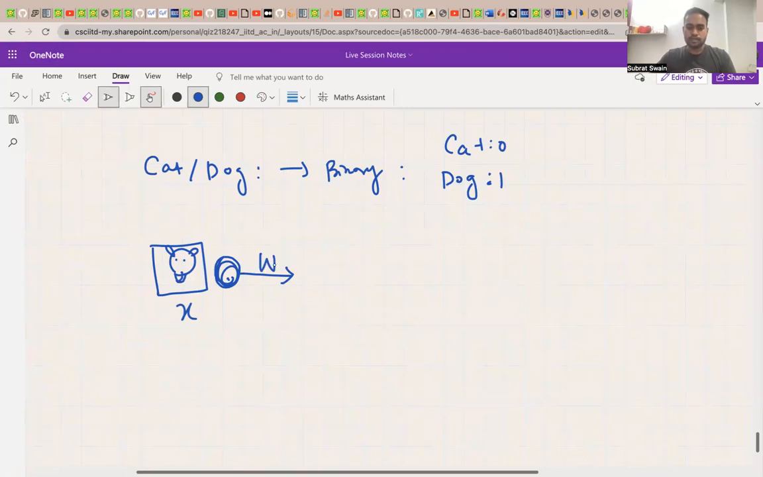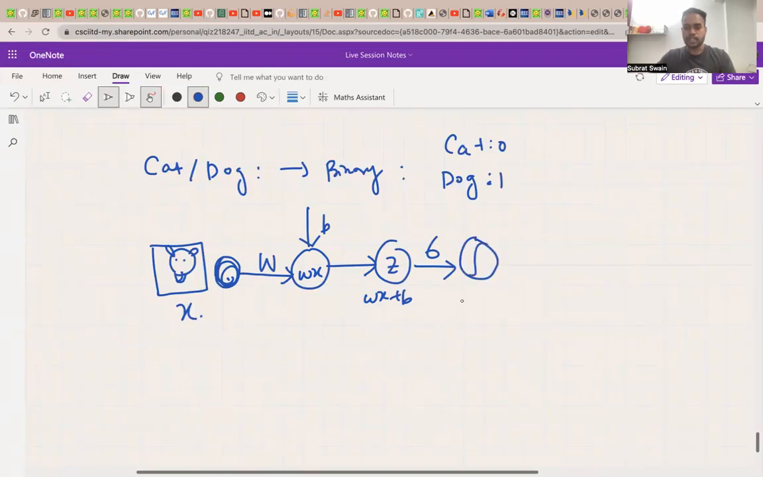So this is W. We multiplied it with x and we got Wx. We added b and got Z, which is Wx plus b. We added a layer of nonlinearity here, and we got sigma of Z, and this is my Y. This sigma is called the activation function.